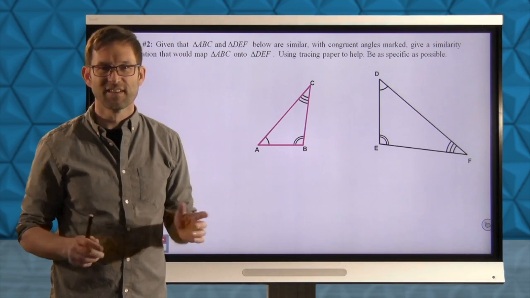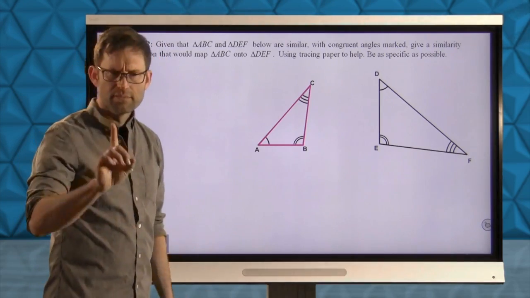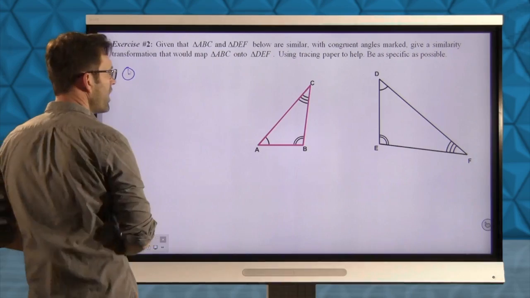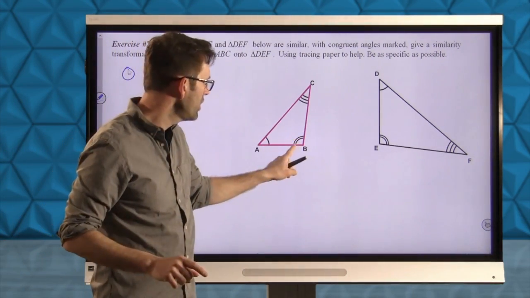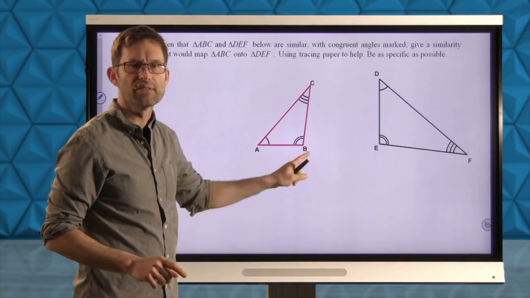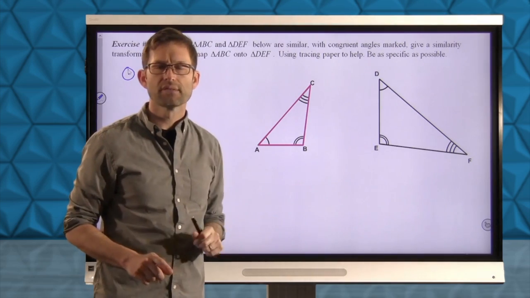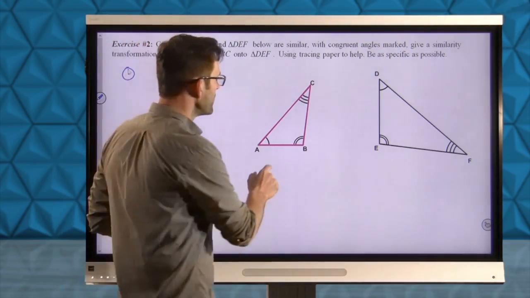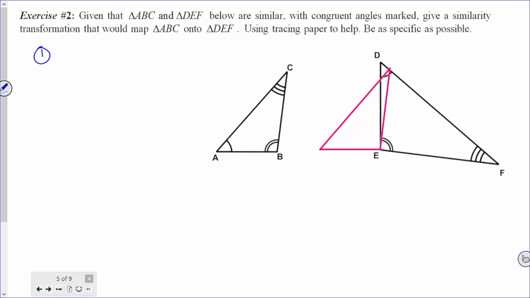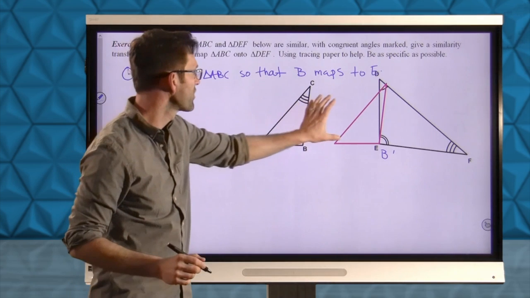All right, let's take a look and let's talk about how we're going to do this. So step 1. I'm going to translate the whole triangle, but I'm going to translate it in a way that's going to take one of the three vertices and map it so it lies on top of the corresponding one. For me, the one that's most obvious is to translate it so that B prime lands on E. So translate triangle ABC so that B maps to E. Now technically that means that we've got B prime sitting here. I've taken this whole thing and moved it over there.